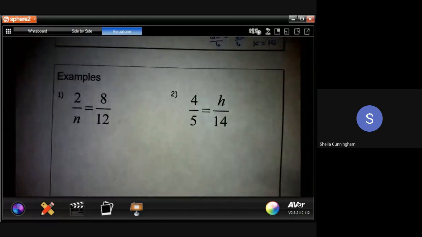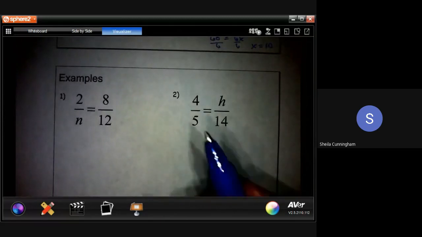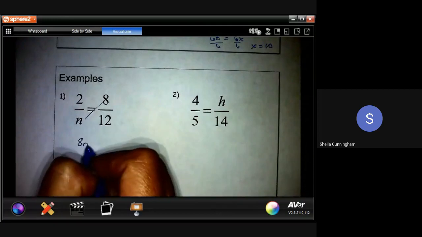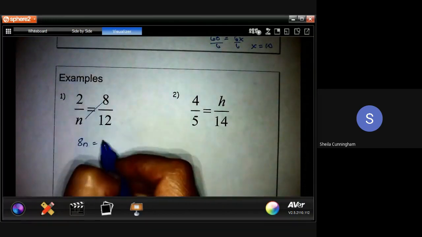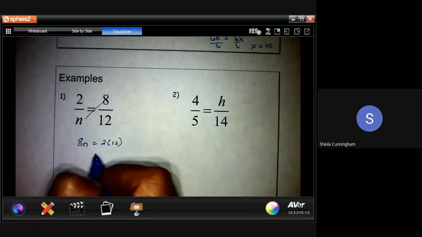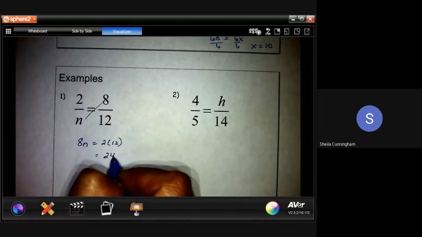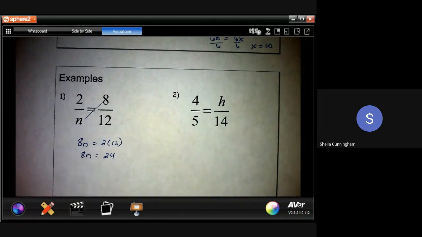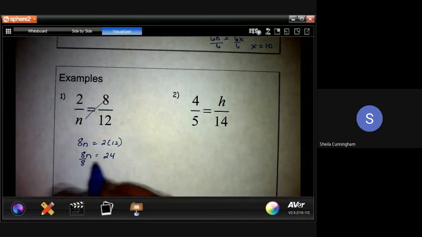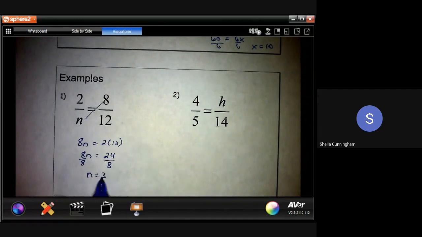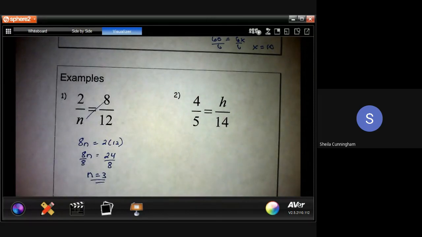Okay, so let's look at a couple more just to practice with that. Same thing. I can cross multiply and say that's 8n, and I've got the 2 times the 12. 2 times the 12 gives me 24, and that equals the 8n. Again, dividing both sides by the value that's in front of that variable. Dividing by 8, I get n is equal to 3.